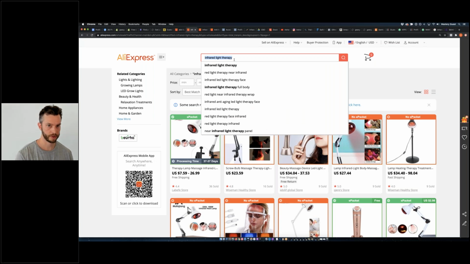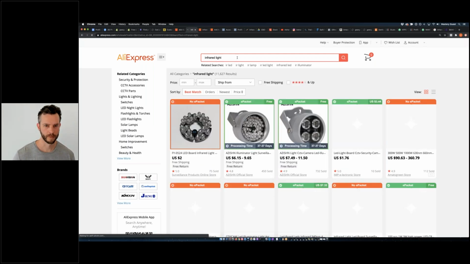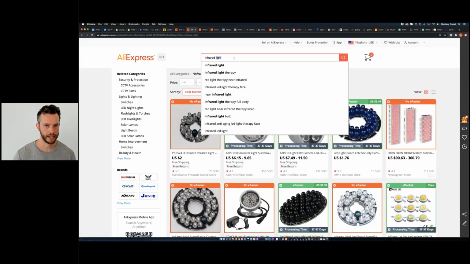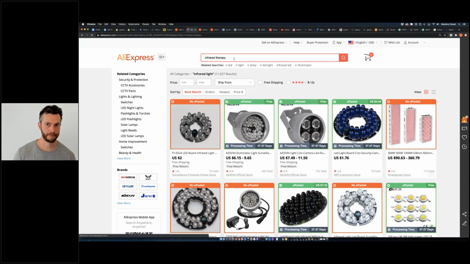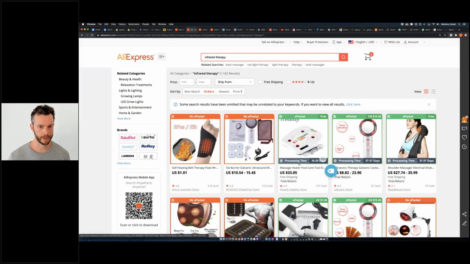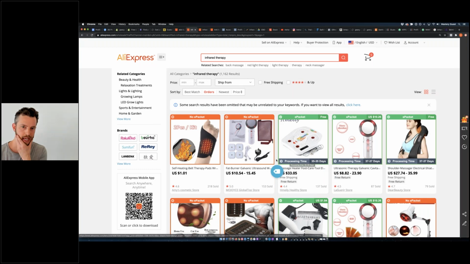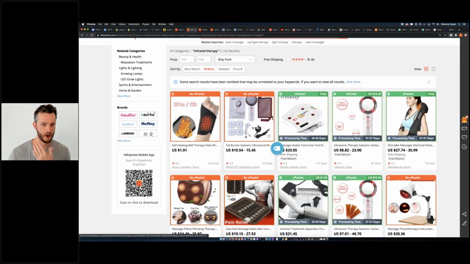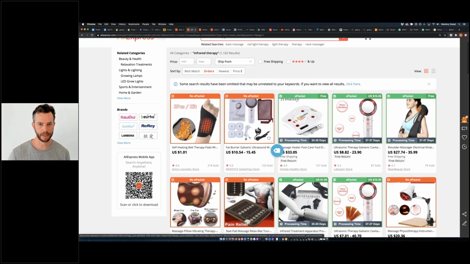So let's just do infrared light. That brings up 11,000 items, but it's not going to be the same stuff we're looking for. I'm just doing this off the cuff, by the way. I did not practice for this or anything. Orders, let's just see if we can make it work with this. Okay, so this one right here has this fat burner ultrasound thing, 153 sales. So it's got a decent bit of sales. Let's just check it out.